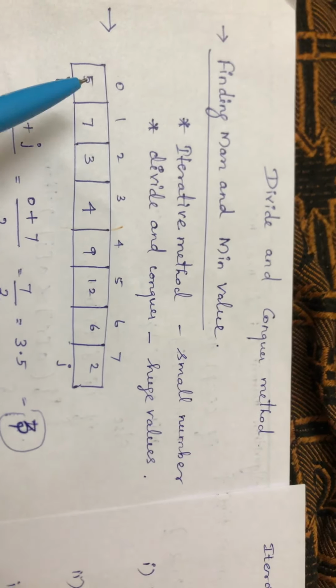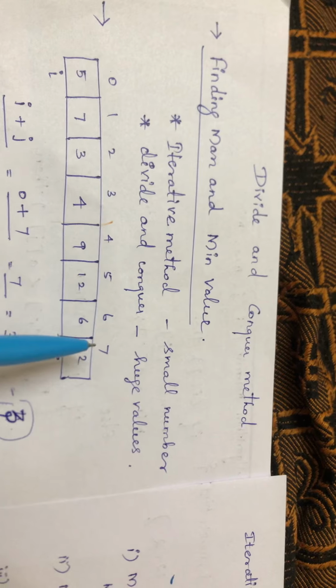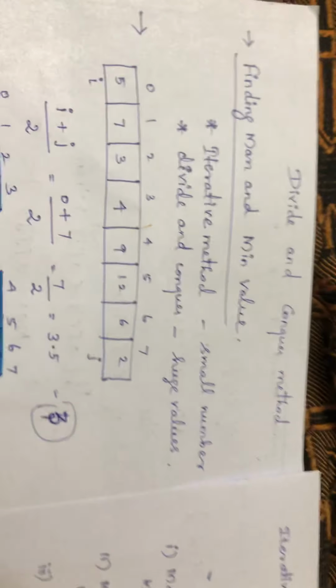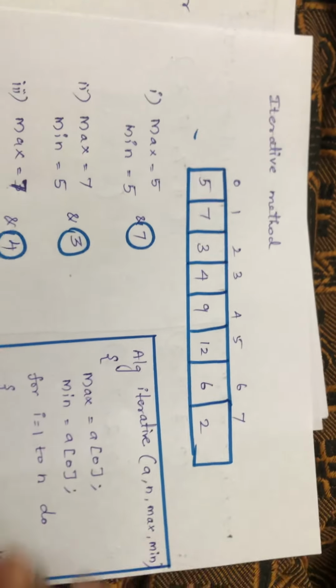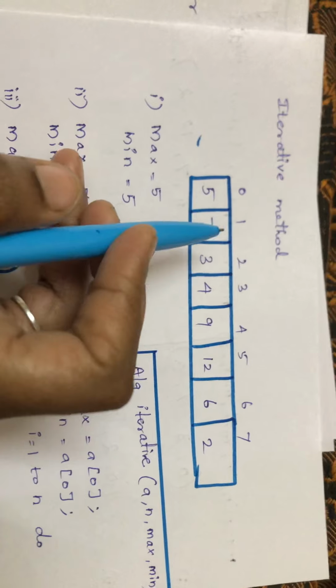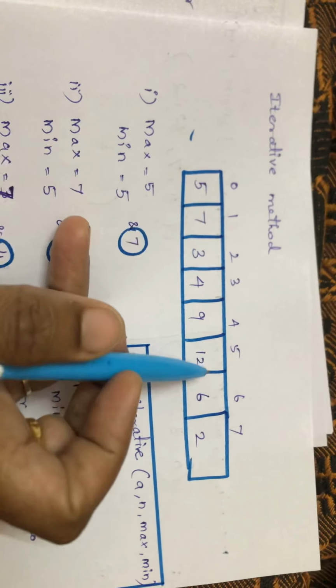In this example there are 7 elements in this array. Then find the maximum and minimum values. First one is the iterative method. How to find the max and min value using the iterative method?